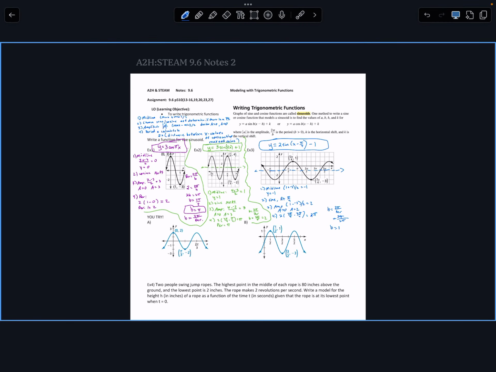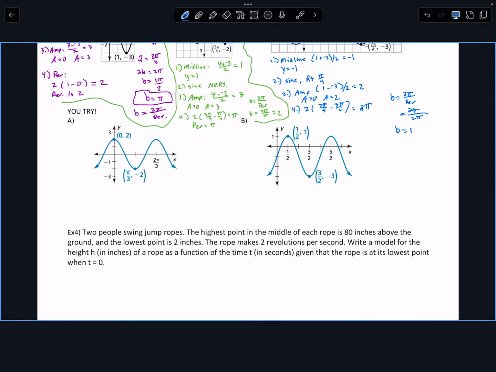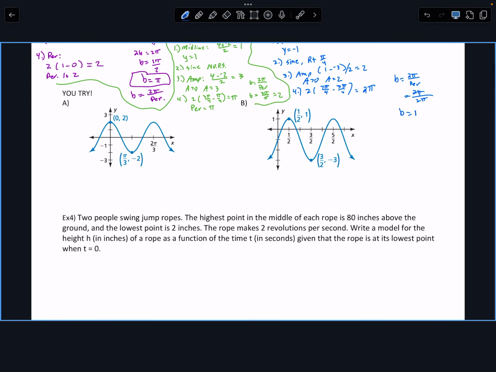All right, so this will be part 2 of the notes of 9.6. I gave people a little bit of time to see how they did on A and B here, and I'm just going to walk through it. So on A, number 1, your midline is just y equals 0.